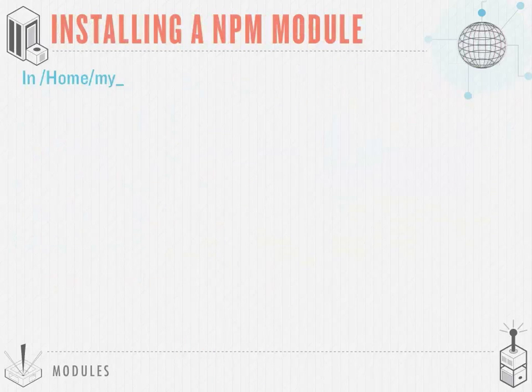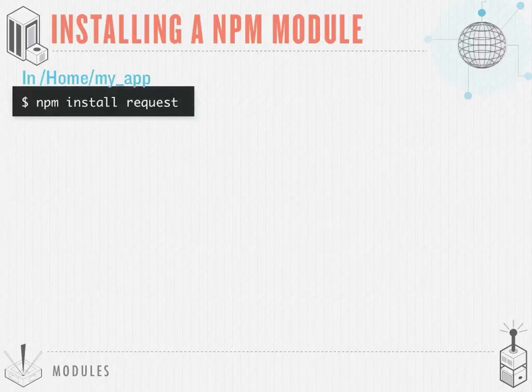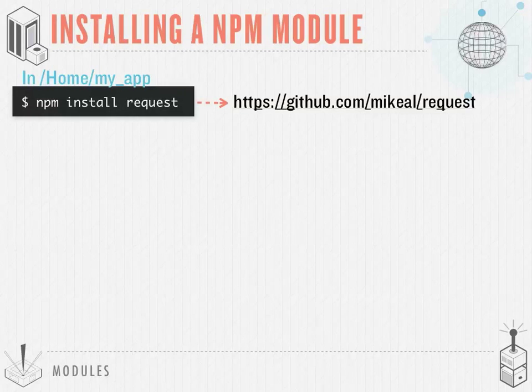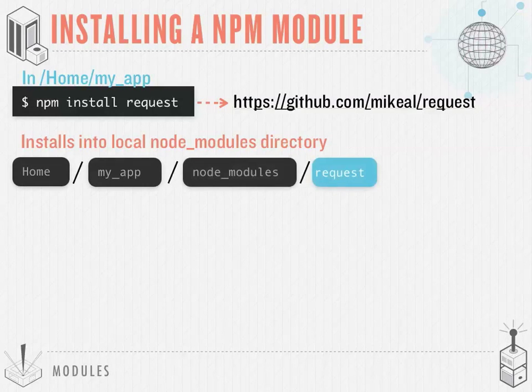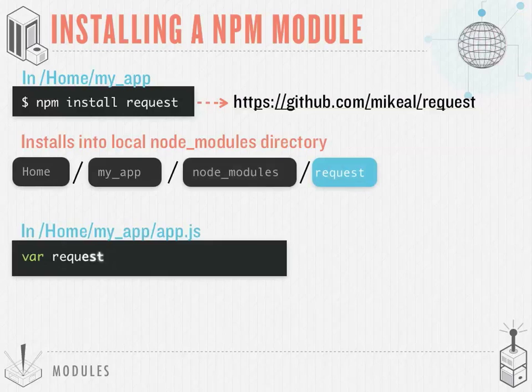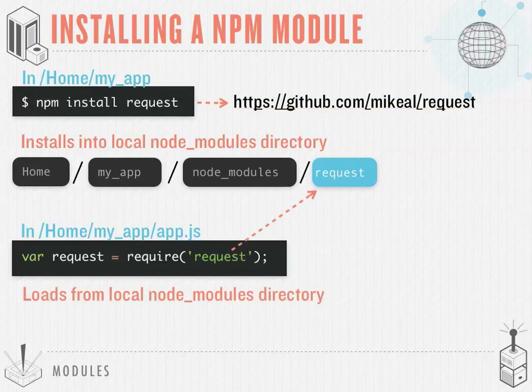Here you can see I'm using the NPM command line tool and I'm saying npm install request. And that's going to install the third-party request library. As you can see here, it's going to install it into the local node_modules directory. So remember before when we saw that require searched in the node_modules directory? Well, as you can see here, when npm installs that module into node_modules, we can automatically require it in our app, and it'll work.